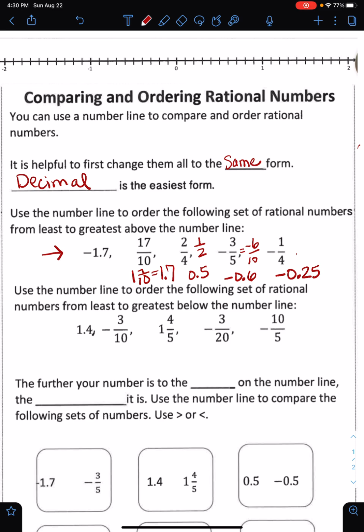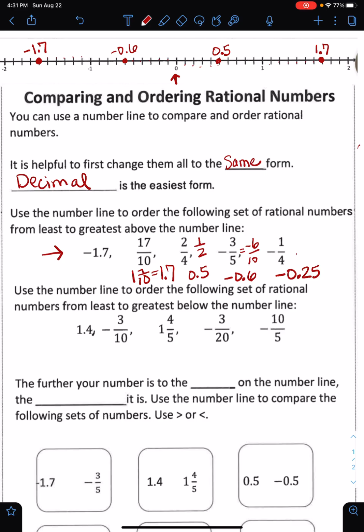So let's put these on the number line. Here's 0 right here in the middle. So -1.7 would be -1, 2, 3, 4, 5, 6, 7. Right here is -1.7. And positive 1.7 is going to be 1, 2, 3, 4, 5, 6, 7. Right here, positive 1.7. 1/2, or 0.5, will be 1, 2, 3, 4, 5 right here. -0.6, 1, 2, 3, 4, 5, 6 is here.